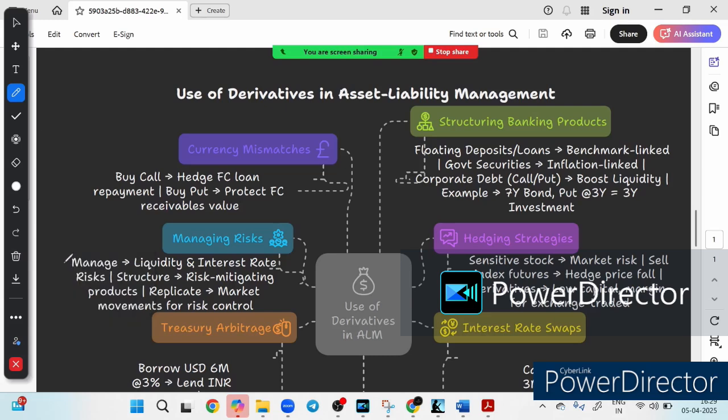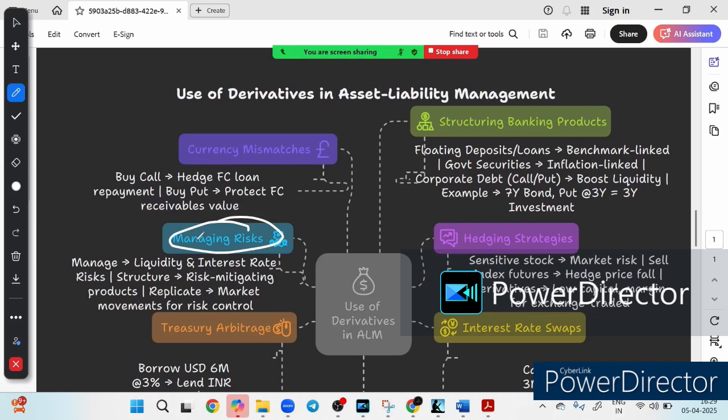So friends, let's talk about, first of all, currency mismatch. I think we are familiar with it. Foreign currency loan receivable faces risk due to exchange rate fluctuation. What is the solution? The solution is that banks use call and put options here. So they buy a call. By buying the call, they hedge foreign currency loan repayment. If suppose the currency appreciates, there is no extra cost, and if they buy a put, then they protect the foreign currency receivable value. So you can see, currency mismatch can be taken care of by using call and put options. Now the question is managing the risk.